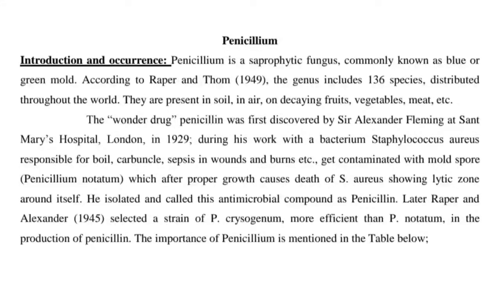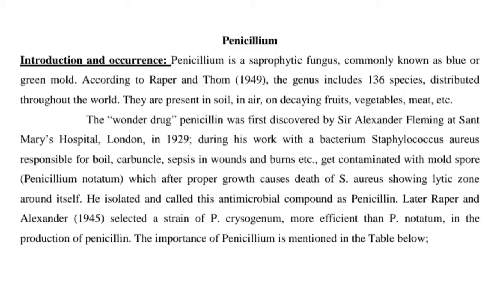Penicillium introduction and occurrence. Penicillium is a saprophytic fungus, commonly known as blue or green mold. According to Raper and Tomb 1949, the genus includes 136 species, distributed throughout the world. They are present in soil, in air, on decaying fruits, vegetables, meat, etc.